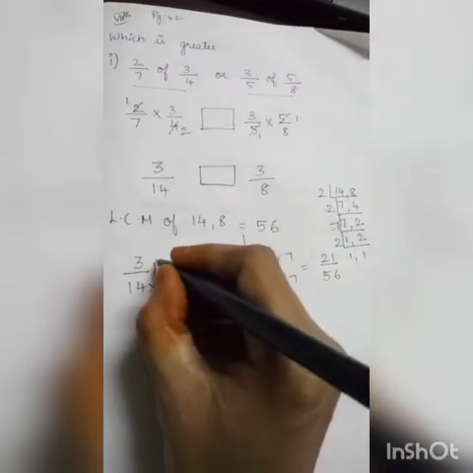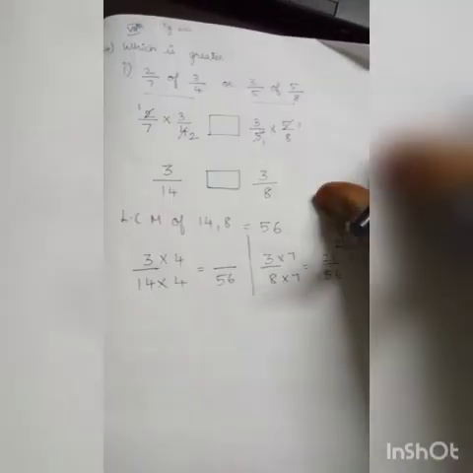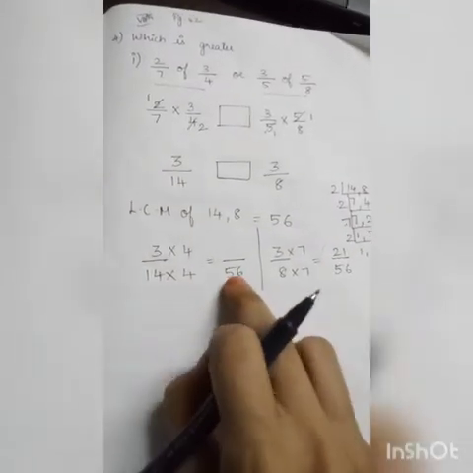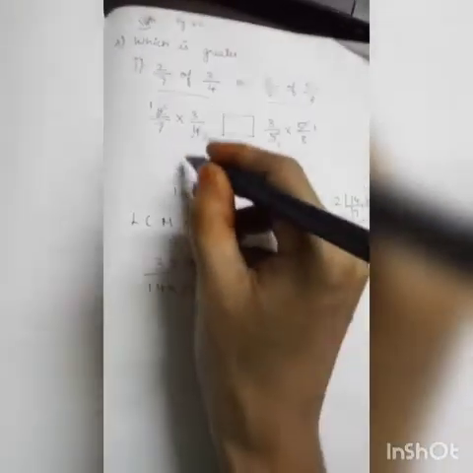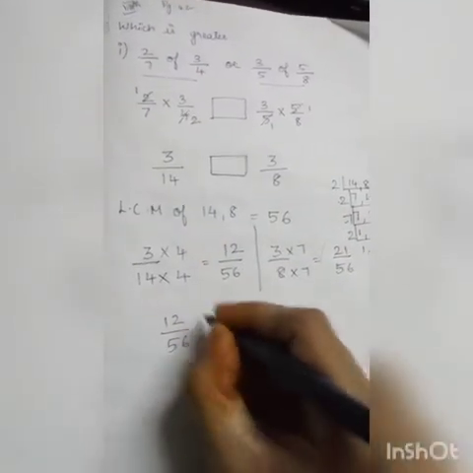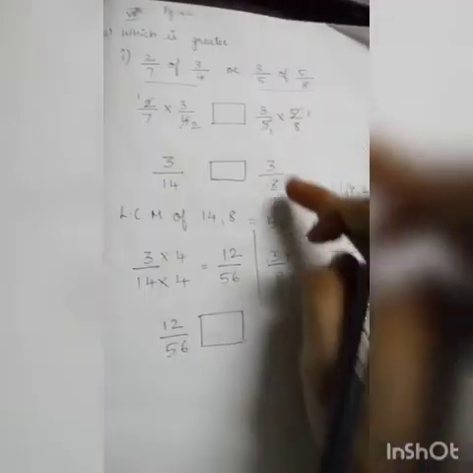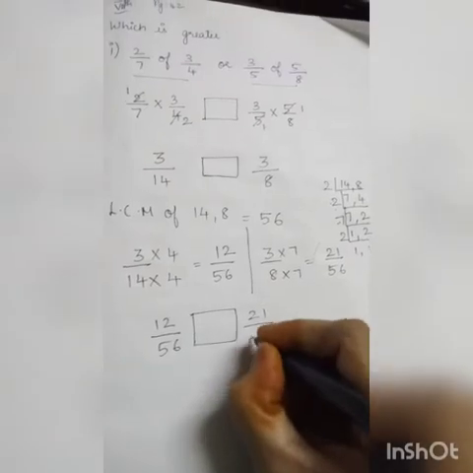Now, 14 into 4 is 56, because 7 2s are 14, and the remaining is 2 2s are 4. So 14 into 4 is 56, and 3 into 4 is 12. So instead of 3 by 4, what will I write? 12 by 56, and I will put a bracket. Instead of 3 by 8, what will I put? I will put 21 by 56.